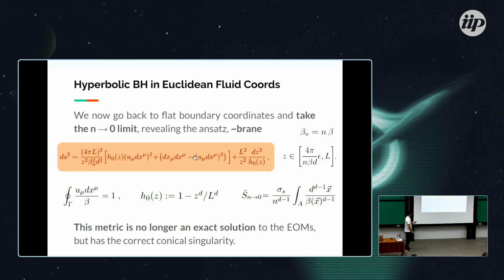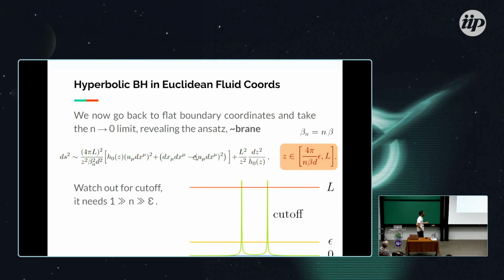I will show you a plot of this, but the statement is that this metric is, of course, no longer an exact solution to the equations of motion, but it still has a conical deficit. The conical deficit is the correct one, and there is something that looks like a brane, and if you compute the area, you exactly reproduce the n to 0 limit of the exact solution. This is what made us think that we were on the right track.